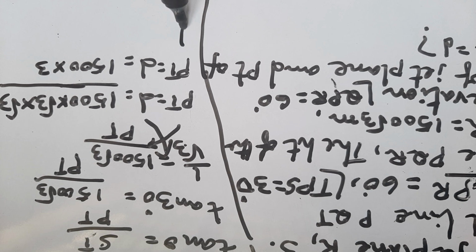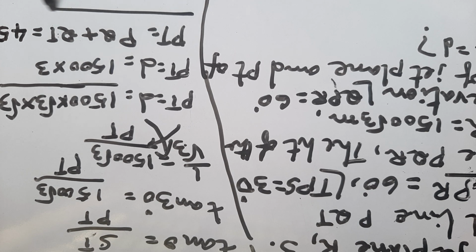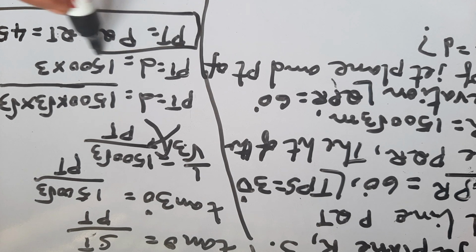Now, PT means how much? You write PQ plus QT, that is equal to 1500 into 3, which is 4500 meters. Keep this in the bracket. It is very important from this. Okay, 1500.